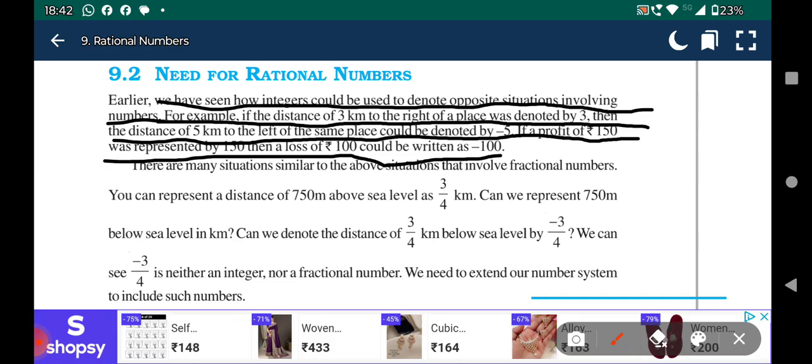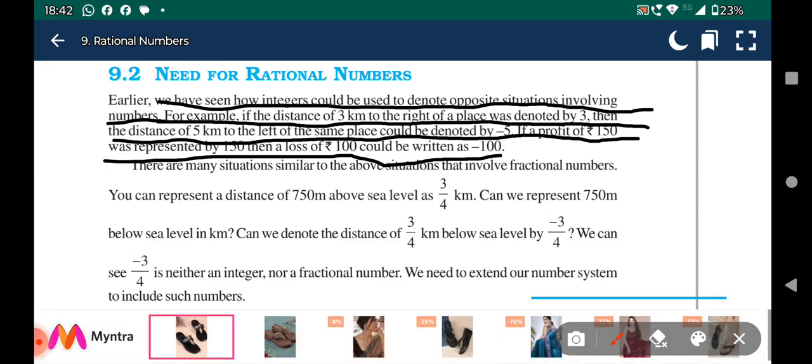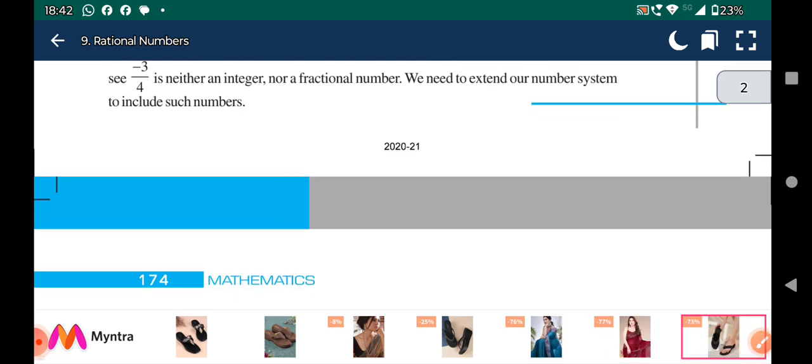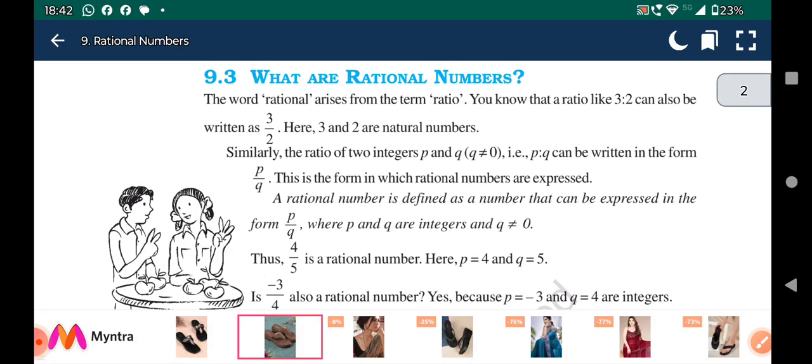You can represent a distance of 750 meters above sea level as 3 by 4 kilometer. Can we represent 750 meters below sea level in kilometer? Can we denote the distance of 3 by 4 kilometer below sea level by minus 3 by 4? We can see minus 3 by 4 is neither an integer nor a fractional number. We need to extend our number system to include such numbers.